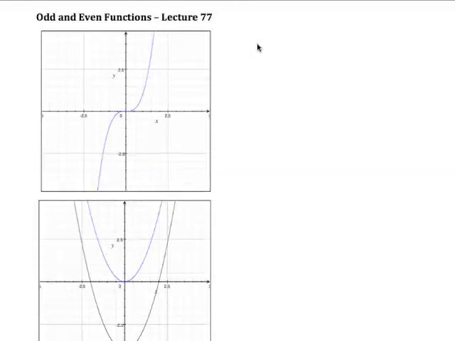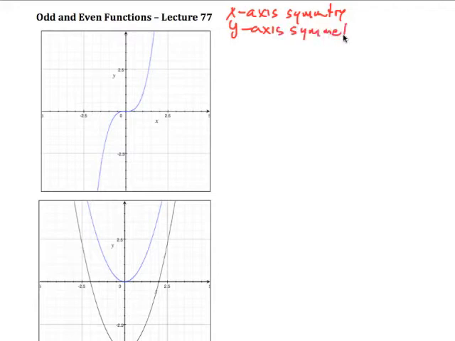Okay, so in this lecture we're going to talk about odd and even functions, and this is following on from symmetry. We've already talked about x-axis symmetry, and we've talked about y-axis symmetry. There is one other kind of symmetry, and that's what we call origin symmetry.